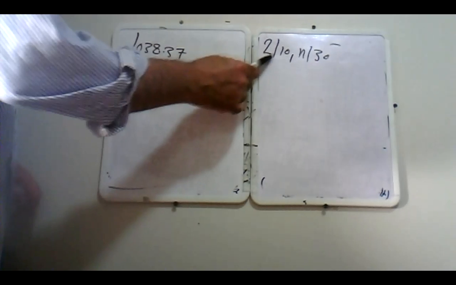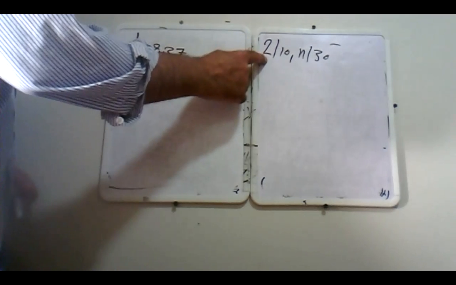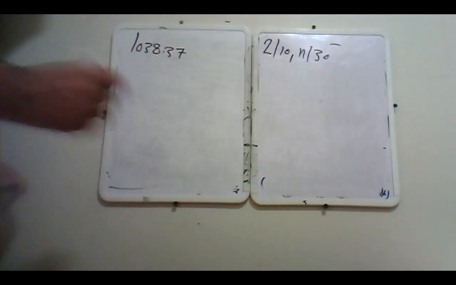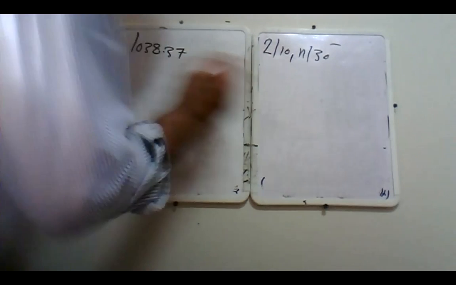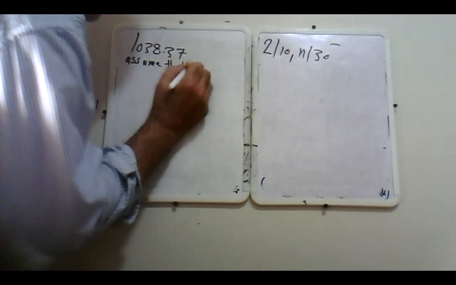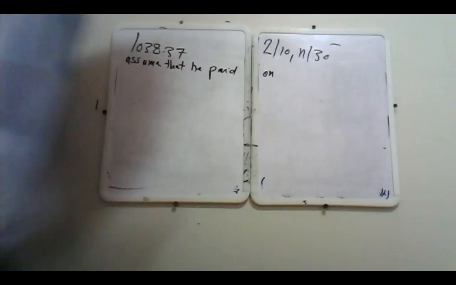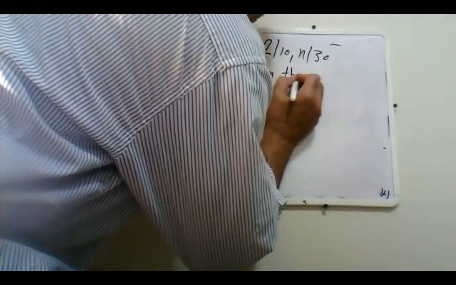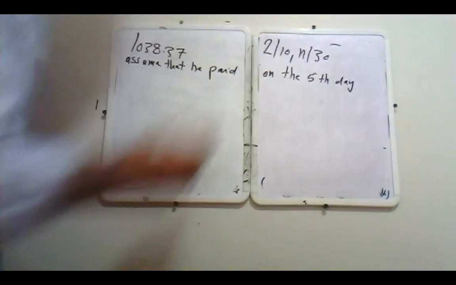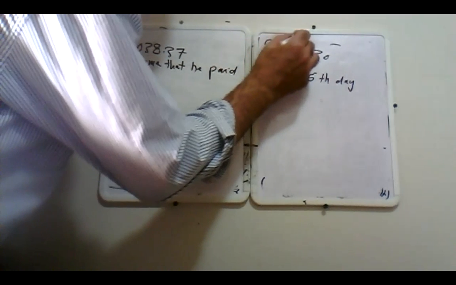And we said also 2 by 10 and n by 30 means that he will have a discount of 2% if he paid within 10 days. And I will say to you, assume that he paid on the 5th day. You said he will have 2% if he paid within 10 days.